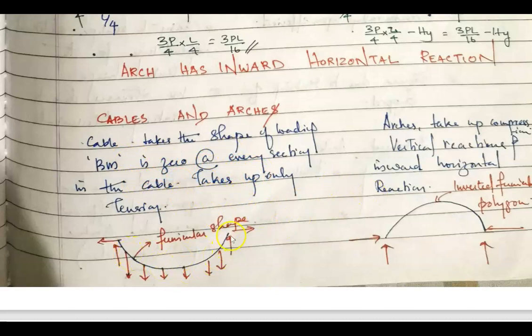This is the figure of a cable, as you know we have studied, and you have the outward edge in the case of a cable. Now, arches take up compression, whereas a cable takes up tension, and the reactions are inward, as we have seen, the horizontal reaction.